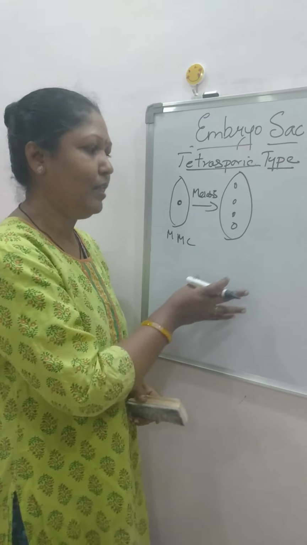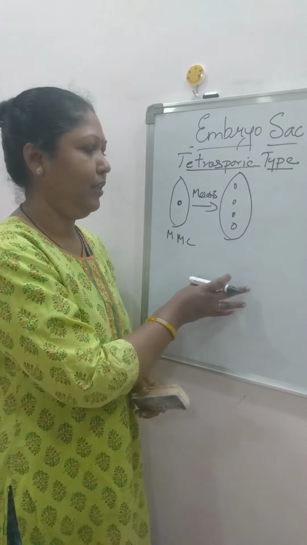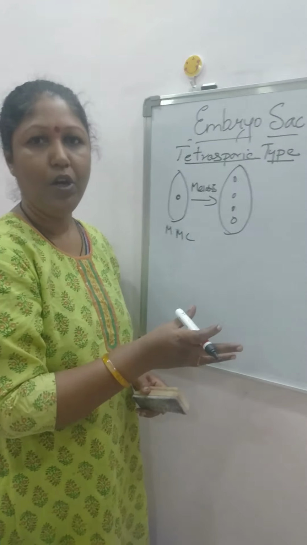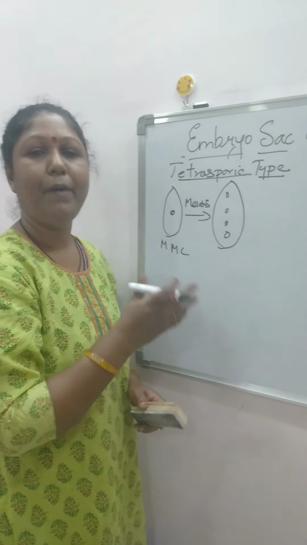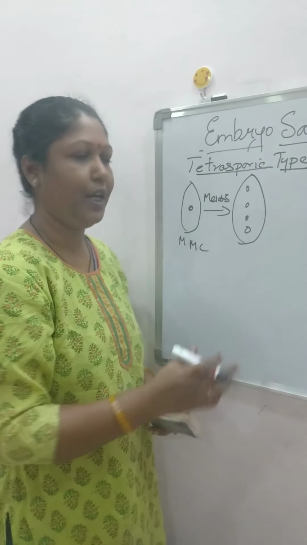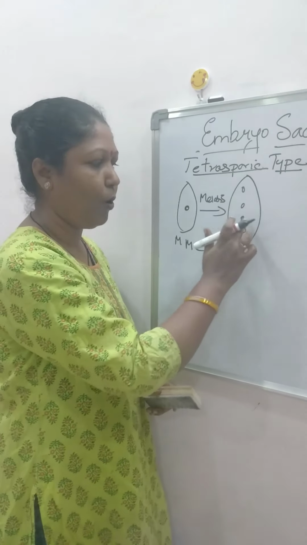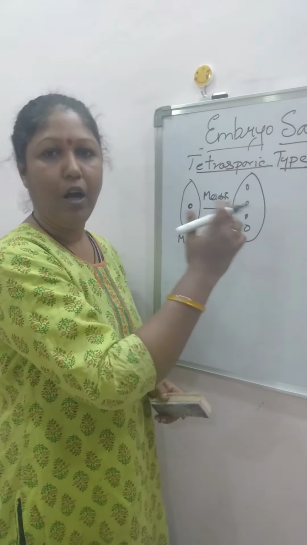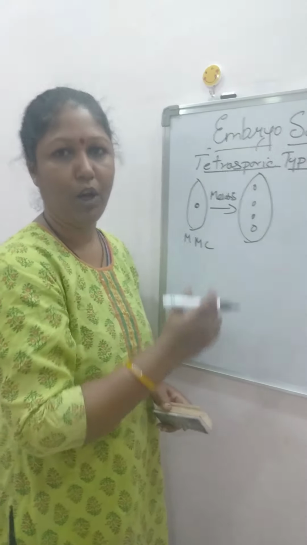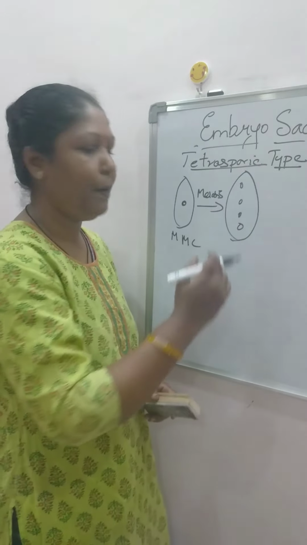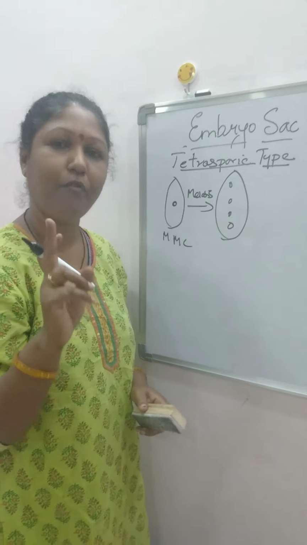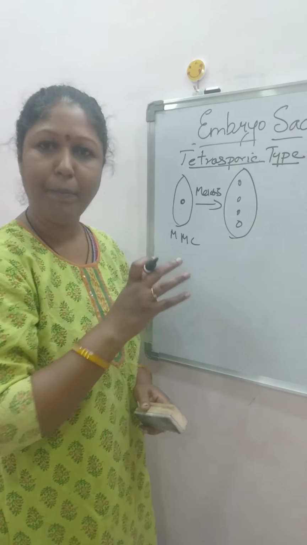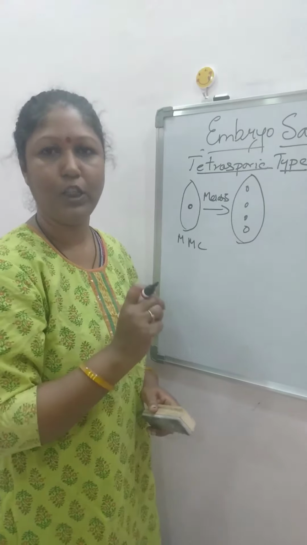But what happens in this condition is that after the meiosis occurs, cytokinesis is delayed. So instead of wall development, separation, and degeneration, all the 4 megaspores become functional, and all the 4 of them actively participate in the formation of the embryo sac. Since 4 different megaspores are participating in formation of a single embryo sac, such embryo sacs are completely heterogeneous in nature compared to bisporic type.